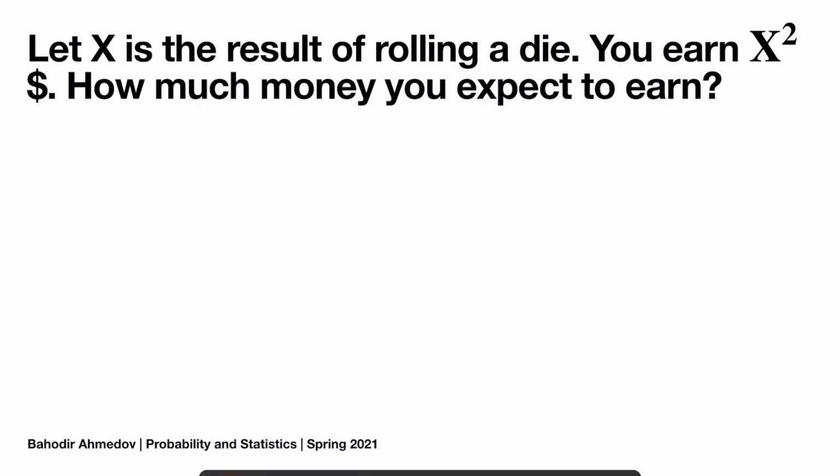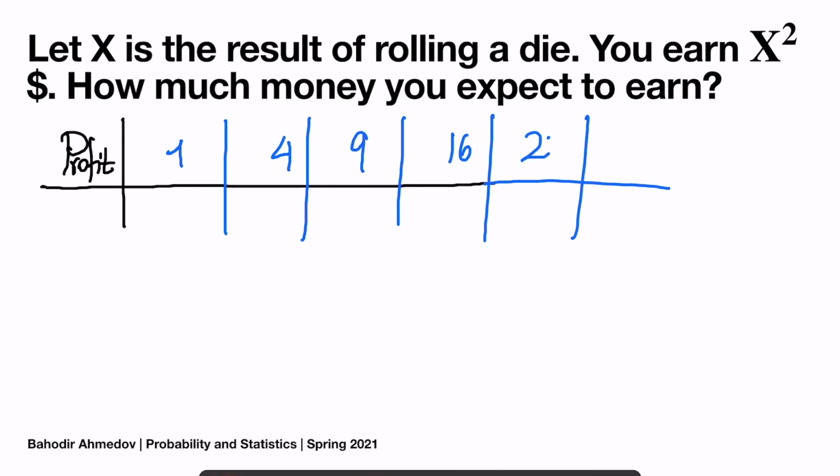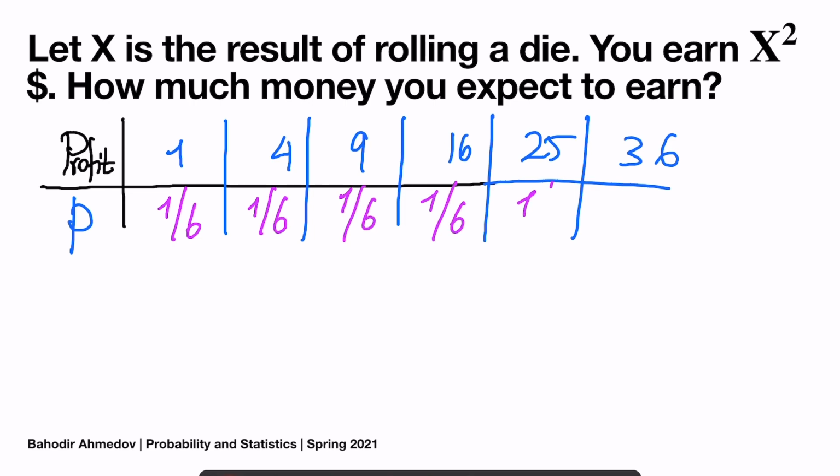So I'm going to create the table, right? How much money I should give to him. So the profit, let's say, profit of Kamaluddin. So he can profit $1 or 4 or 9 or 16 or 25 or 36, right? What is the probability that he's going to earn $1? 1 over 6. The probability that he's going to earn $4 is also 1 over 6. This is also 1 over 6, and so on. The probability that he's going to earn $36 is also 1 over 6.